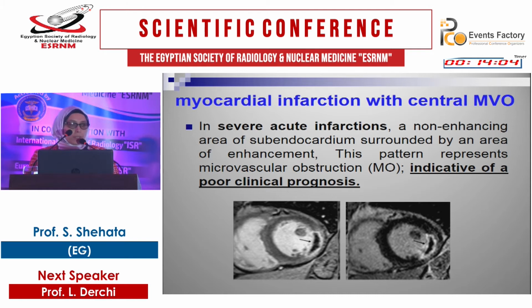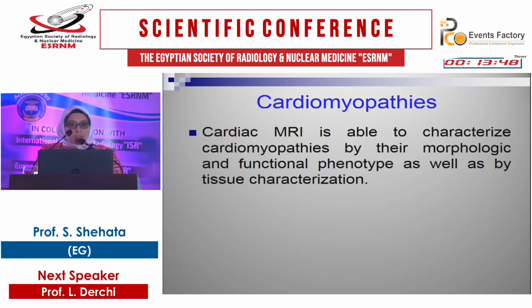In severe acute myocardial infarction, a subendocardial plaque or signal void appears surrounded by an enhancing subendocardial region with microvascular occlusion due to necrosis of the blood vessel as well as the myocyte, which indicates a poor prognosis. Different types of cardiomyopathy can also be assessed using cardiac MRI. It's able to characterize cardiomyopathies by their morphologic and functional phenotype as well as by tissue characterization.